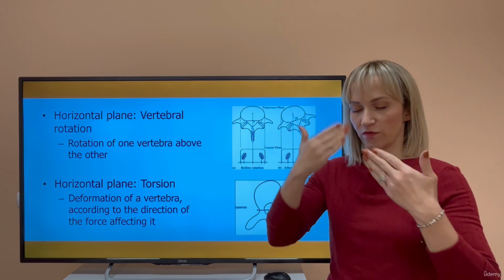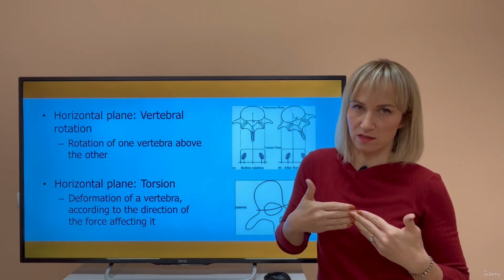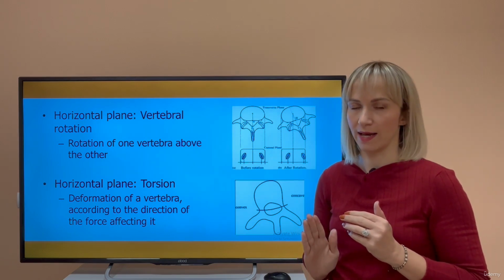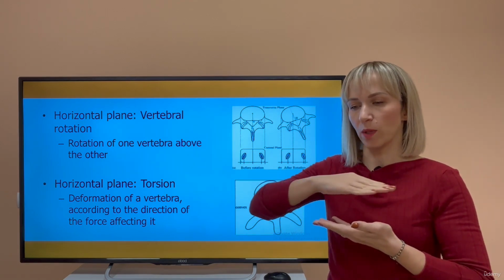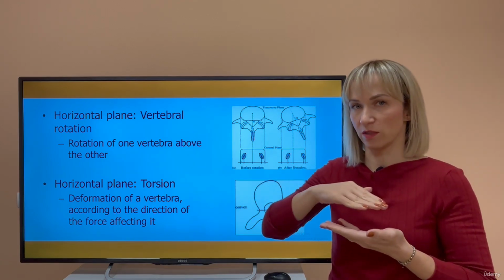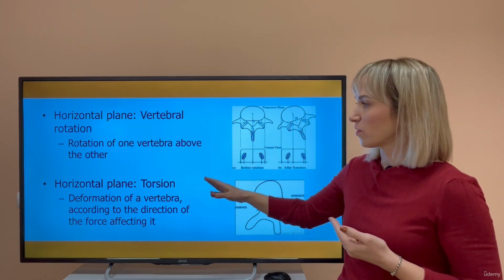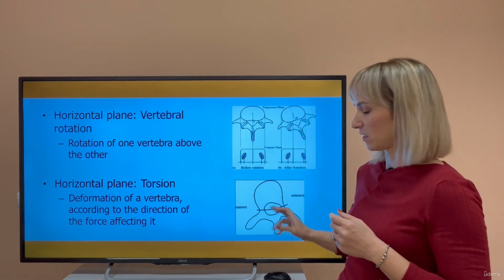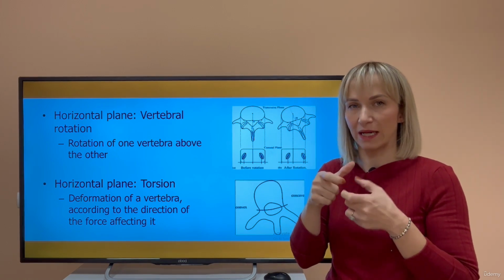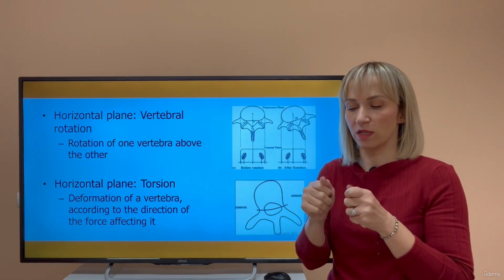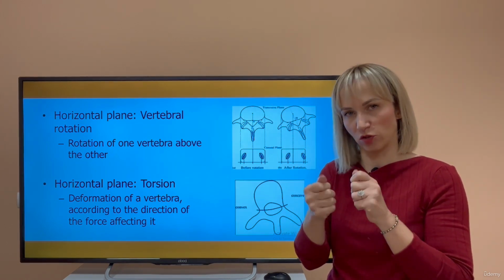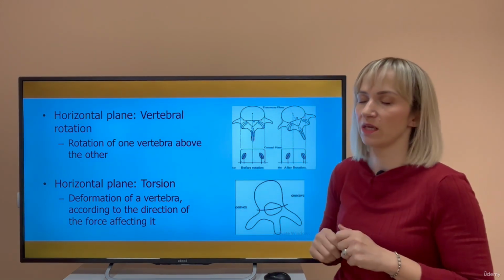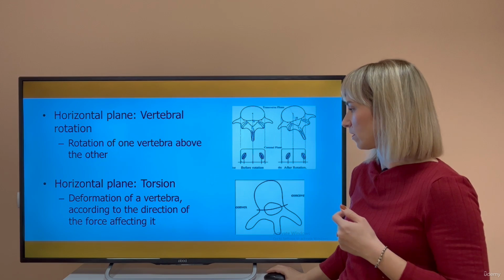So in the frontal plane we have concavity and convexity. In the sagittal plane most of the times we have flattening of the spine, and in the horizontal plane we have rotation of the vertebra. Sometimes the rotation of the vertebra is so big that in some people we have torsion of the vertebra, which means that the vertebra itself is in deformation.